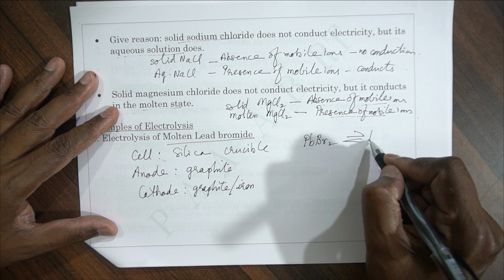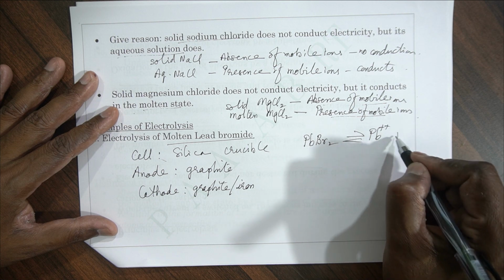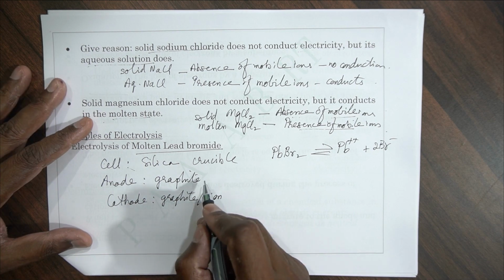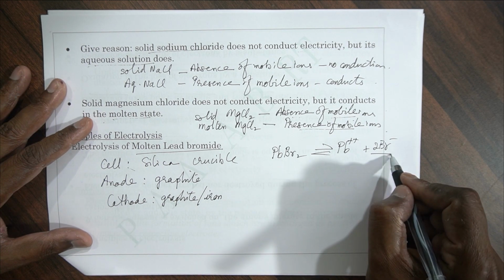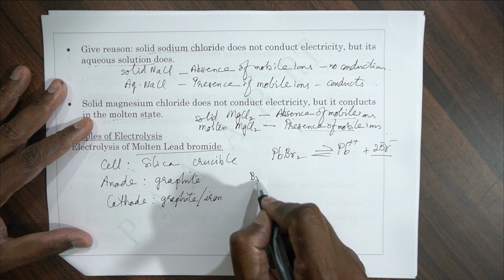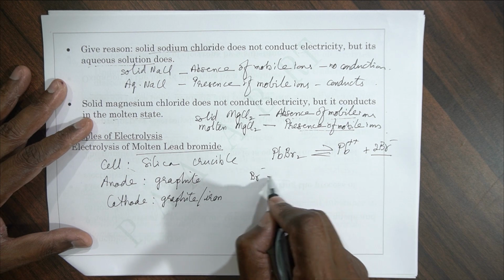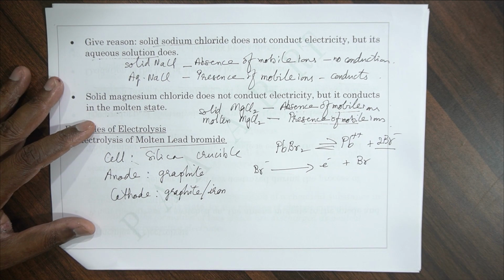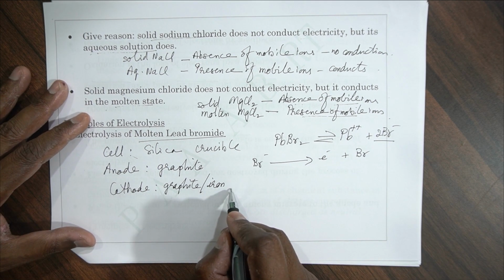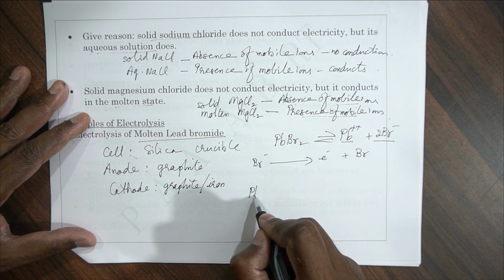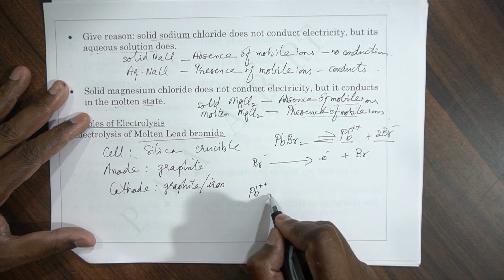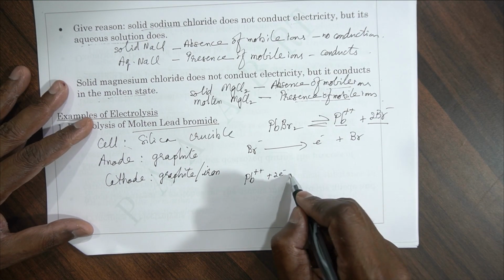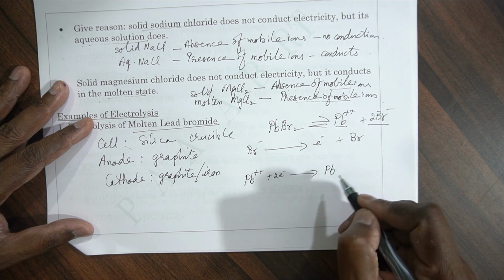Then lead bromide, PbBr2. What is the reaction? It dissociates to give Pb++ ions and 2 Br- ions. Now at the anode, what happens? The anions migrate to the anode, so Br- will migrate to the anode. It will give its electron to the anode and form a neutral bromine atom. At the cathode, the cations Pb++ migrate to the cathode. The cathode has an excess of electrons and will give 2 electrons to it, since 2 positive charges means a deficiency of 2 electrons. It forms neutral Pb.